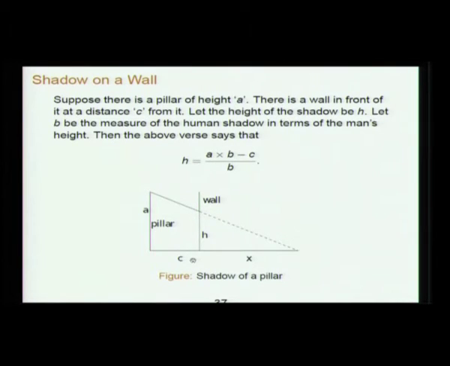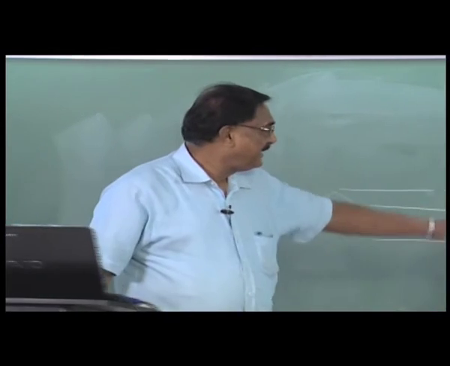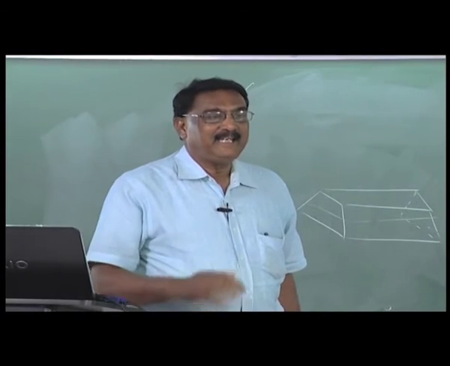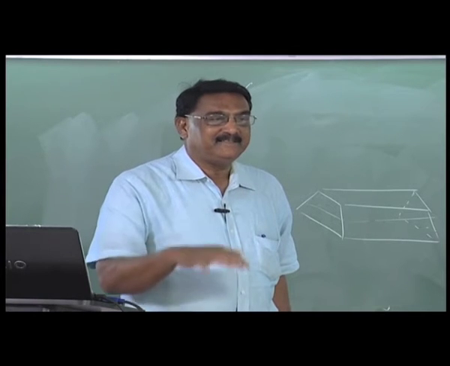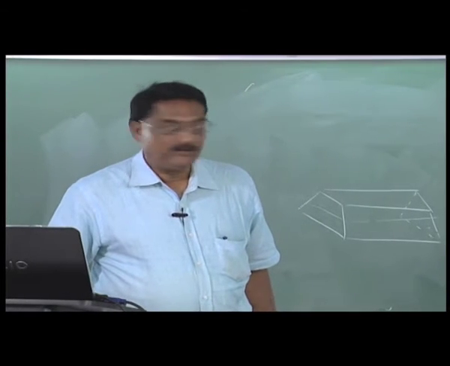Again it comes from similar triangles. If x is the distance between the wall and the tip of the shadow, then x is b h, because x by h is constant. The shadow divided by height is equal to the human shadow divided by his height, which is where the b comes from, a proportionality constant basically. So x is equal to bh.